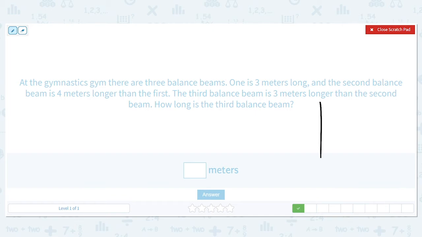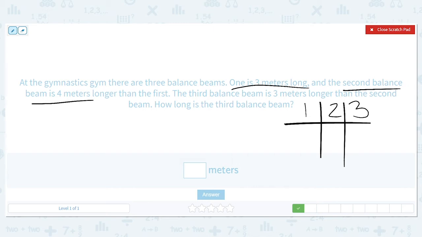Okay, so we have 3 different beams. We have the first beam, the second beam, and the third beam. One is 3 meters long. The second is 4 meters longer than the first. And the third is 3 meters longer than the second. Okay, which beam do we know how tall it is? The first one. One is 3 meters tall. It doesn't say taller than or shorter than. It says it's 3 meters, straight up.